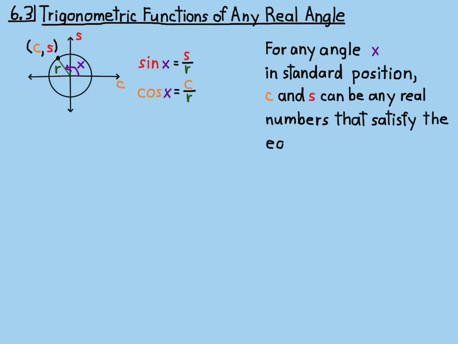So c and s can be any real numbers that satisfy this equation, the equation of the circle, which is c squared plus s squared equals r squared. That's this circle with the center at the origin, radius r.